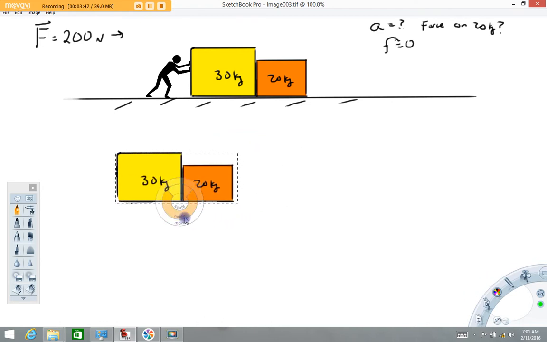Just redraw the system. Now what I'm going to do is draw force vectors acting on the system. So this 200 Newton force here, I'm going to start with that. That's applied right here on the system to the right. So I'm going to put a force vector there. I can label it F or 200 newtons. I'll go ahead and just label it 200.